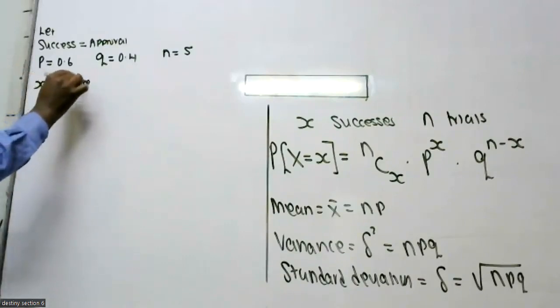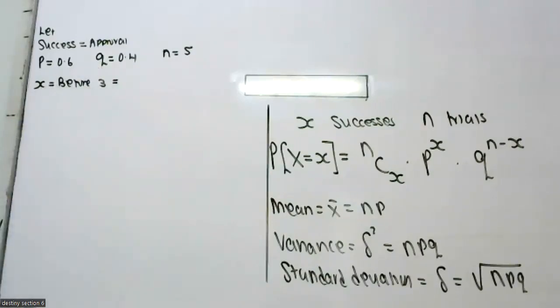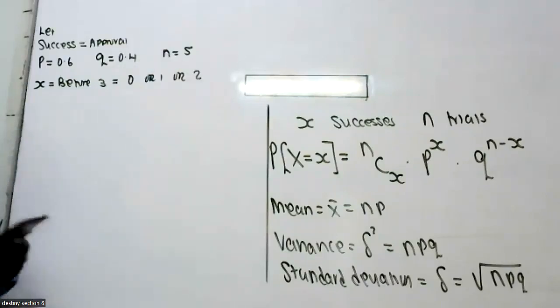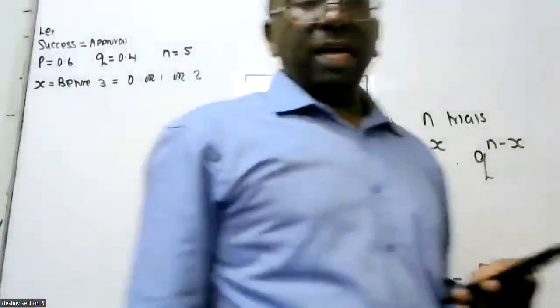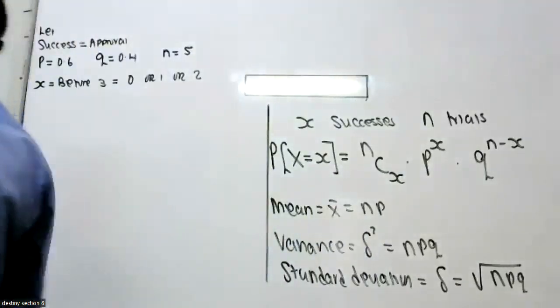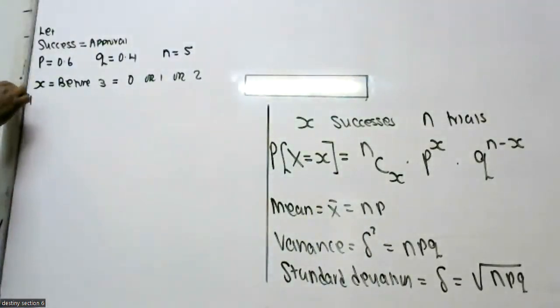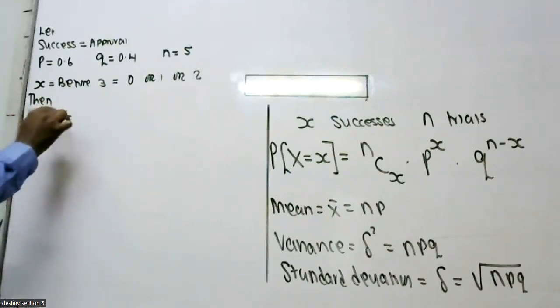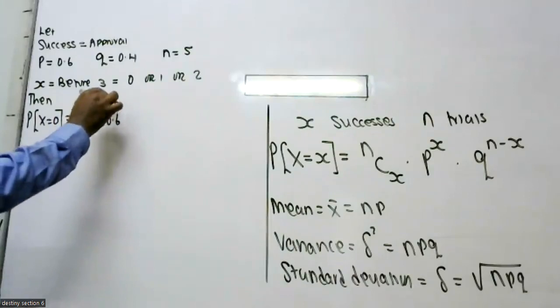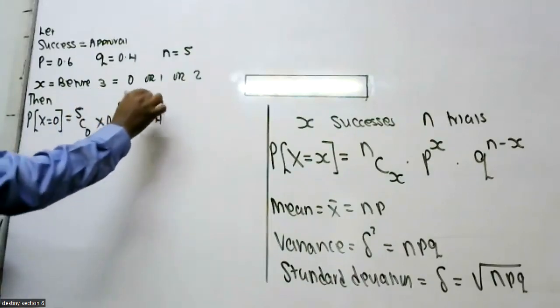So when you're told before 3, exactly what does that mean? It is 0 or 1 or 2. Those are the values that are before 3. So, if that is so, then the probability that X capital is equal to 0 will be 5 choose 0, multiplied by 0.6 raised power 0, multiplied by 0.4 raised power 5.